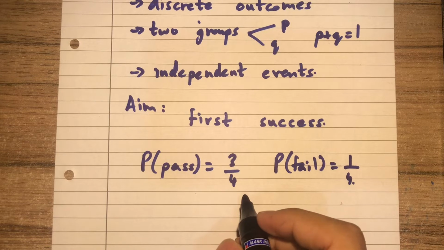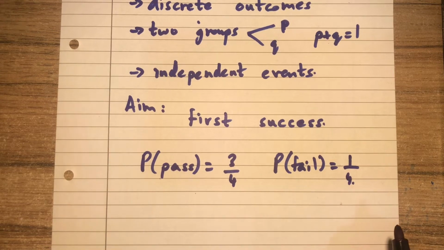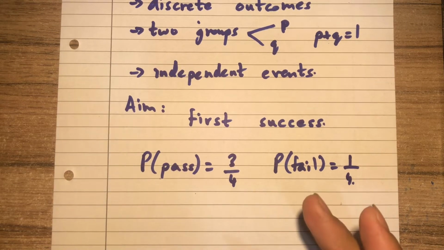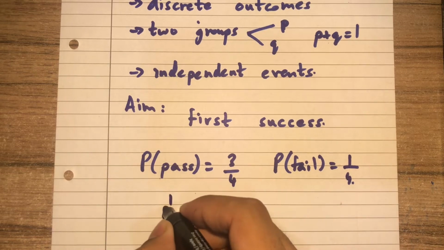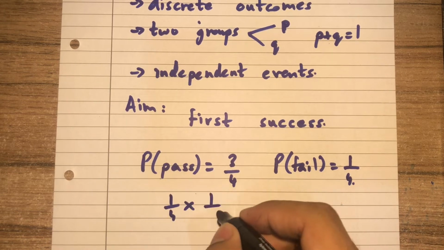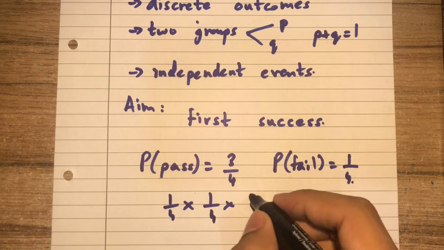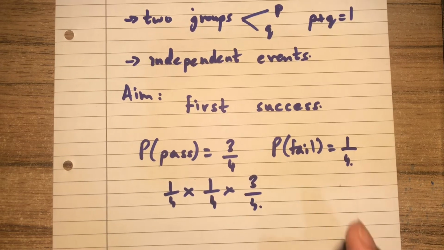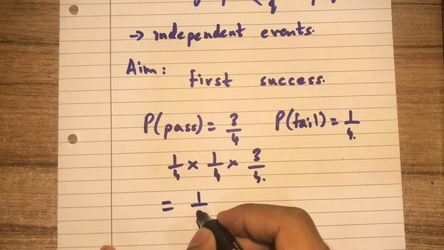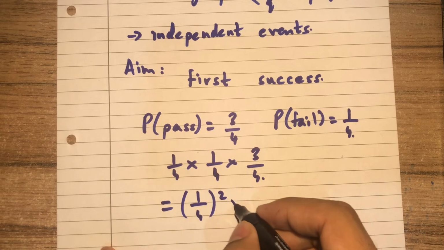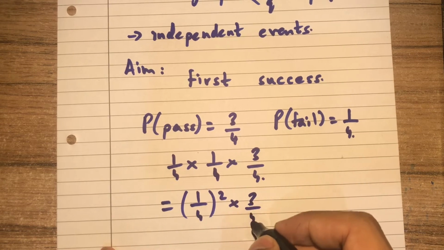So to find the probability that he passes the test in the third try, he has to fail the first two tries and then pass the third try. So in the first try 1 over 4, second try 1 over 4, third try he has to pass, so 3 over 4, right? So this can be written as 1 over 4 square times 3 over 4 power 1.